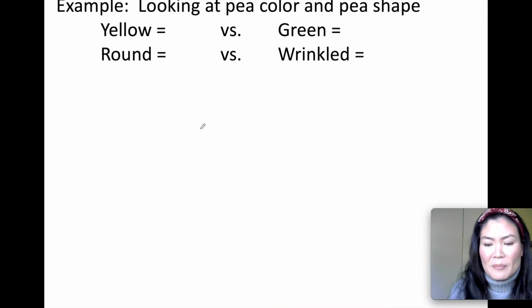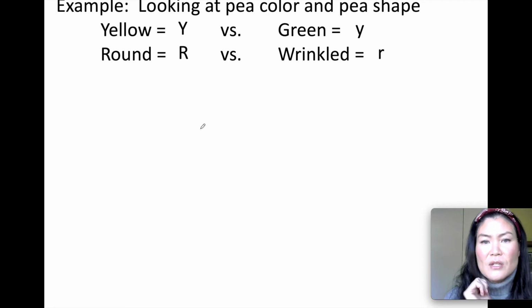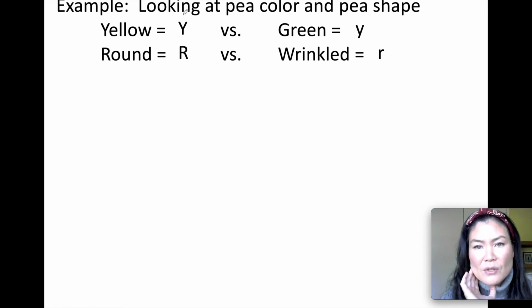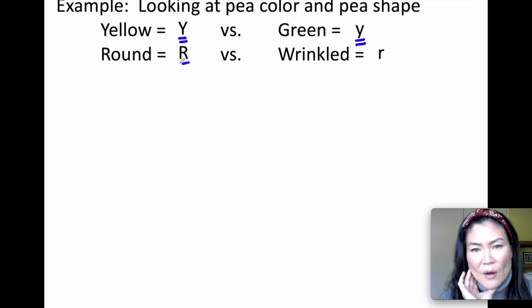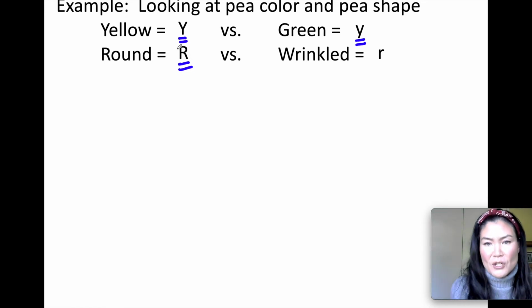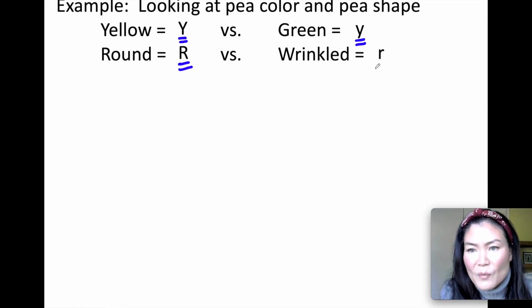Looking at pea color and pea shape, yellow versus green. Yellow is dominant to green, so the allele symbol for yellow is big Y, or capital Y. Because green is recessive, we take the same letter but the lowercase version. Same with round. Round is dominant, so we take the capital first letter of the word round, which represents the round gene. Wrinkled is recessive, so we take the same letter, but lowercase.